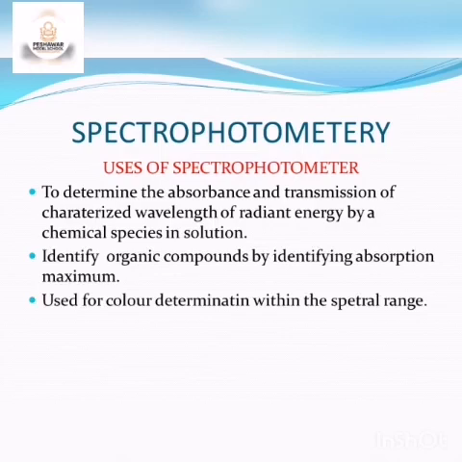It means that we can characterize organic compounds by their absorption maximum. Used for color determination within the spectral range. It means that in one spectrum there are many colors, and we can find out the organic compound by their color determination. One substance will produce one color and another will produce another. So by that we can find out their classification, or we can characterize those organic compounds.